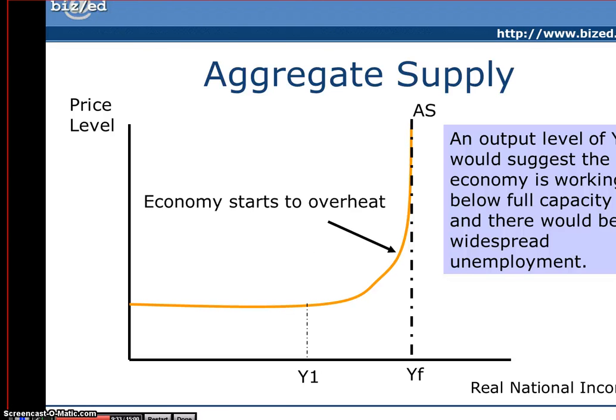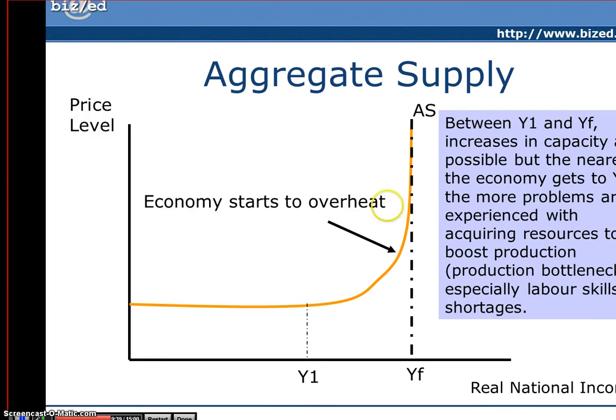As you can see, aggregate supply gets steeper and steeper as we get close to full employment. That's what we call overheating. We're lacking resources at that point. We're having problems getting more resources. That pushes prices and costs up, and so the aggregate supply curve gets steeper and steeper. Basically, firms are going to want higher and higher prices because their costs are going to be going up as they struggle to get resources.